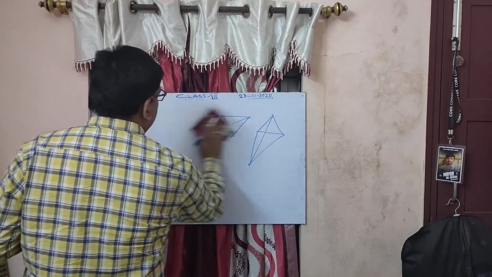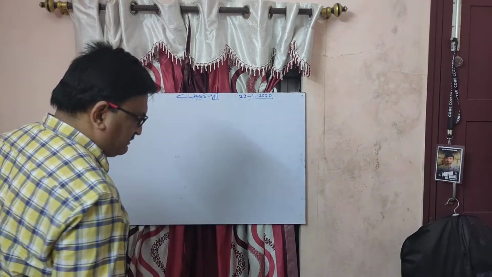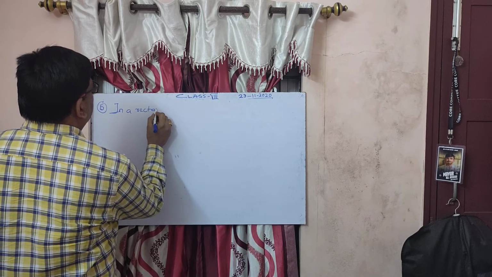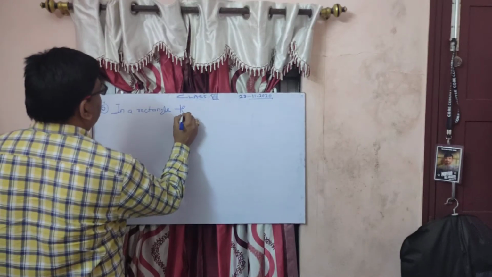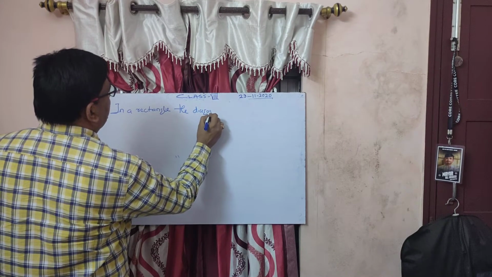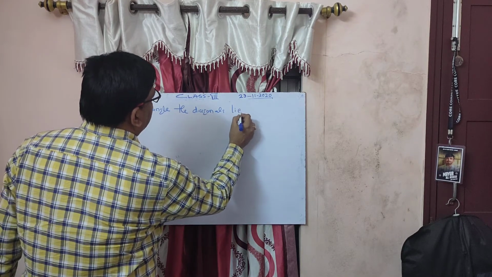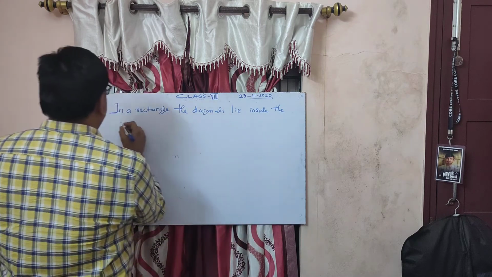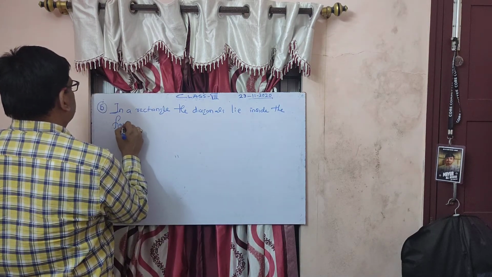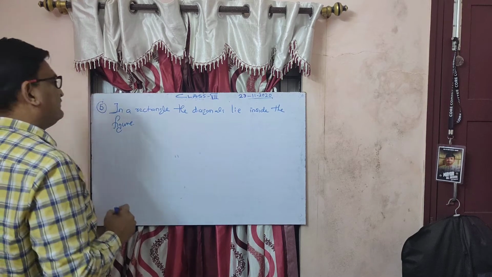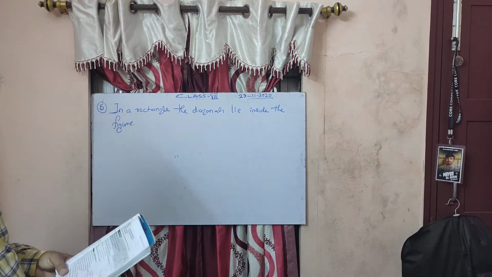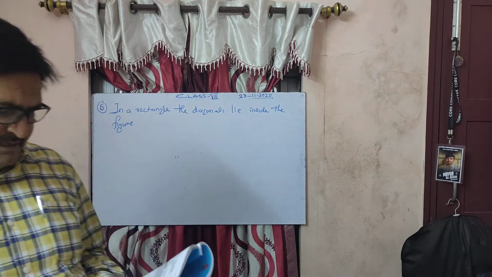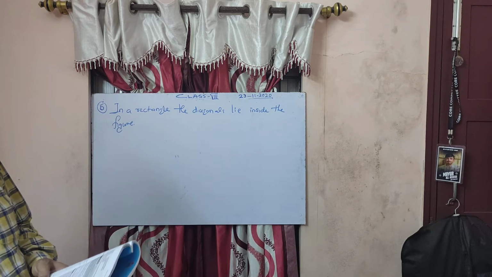Because we have to say in a rectangle, the diagonals lie inside the figure. Therefore, rectangle is a convex quadrilateral.